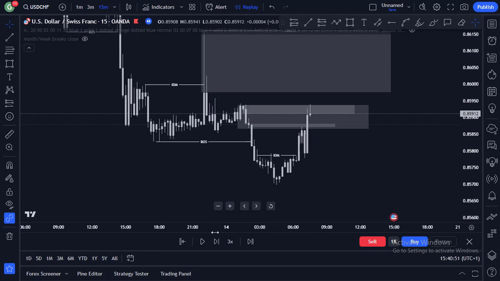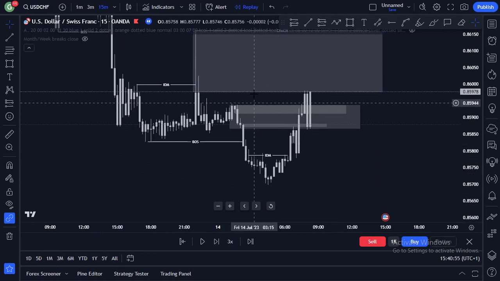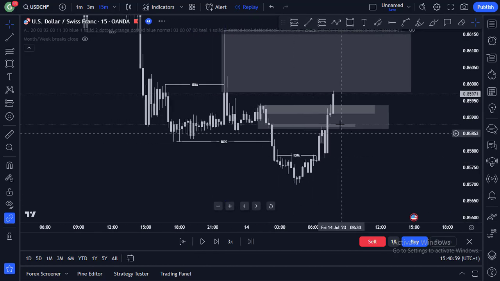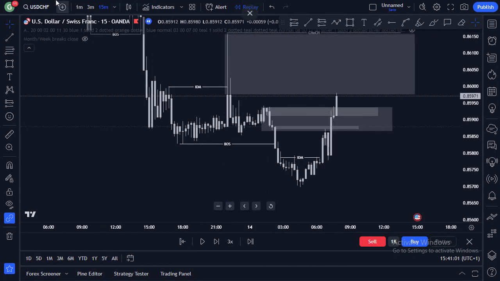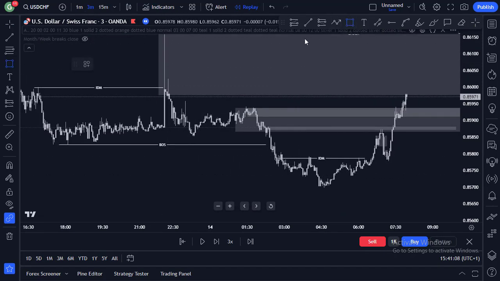So let's play price and see what price is doing. Okay, so price just mitigated this. We are going to also refine our 15 minutes POI. This is our extreme POI now, so let's refine that in the 3 minutes time frame and see what we have there. Okay, so at this point we can see that we have a 3-minute refined POI right there.